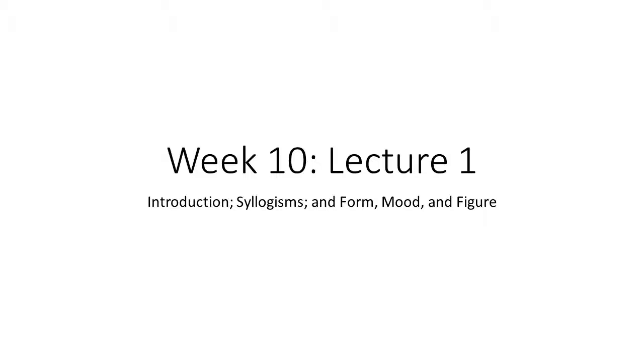So what we're going to be doing today is building on what we did, well, not last week, but the week before, where we introduced categorical propositions. We're going to put them together into what we'll call syllogisms. And here's an interesting question about syllogisms: given that they're a type of argument, how do we determine if they're valid or invalid?